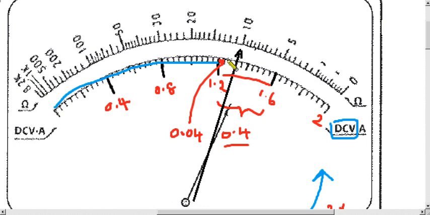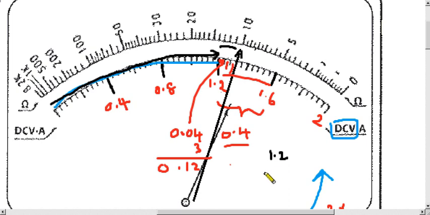Now there are how many? 1, 2, 3. Then 3 times. 3 times means 3 times 4, 12. So what is the reading? All the way up to here 1.2, then this smaller length is 0.12. So this is the final reading, 1.32. So like that you can calculate if they have given the needle somewhere else.